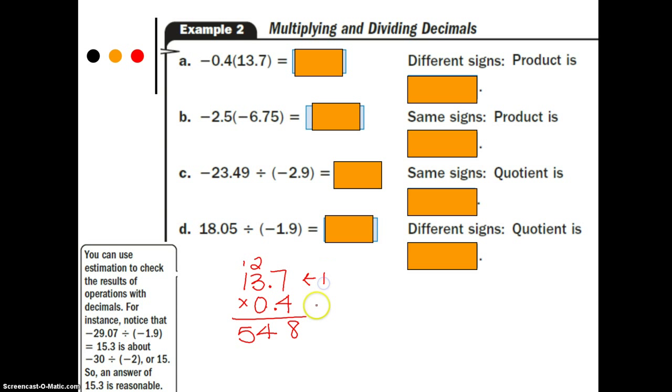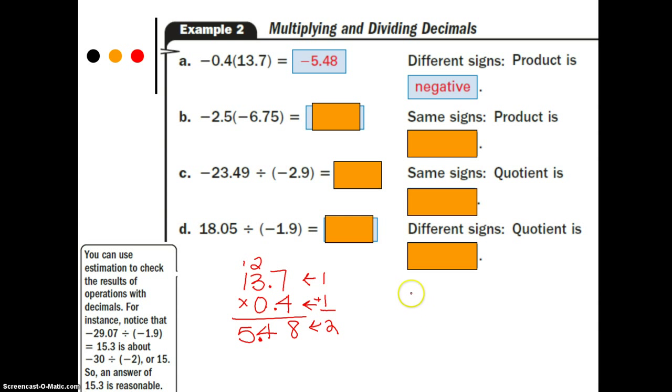There is 1 decimal place here, 1 decimal place here. So when I add up the decimal places, my answer, or my product, should move 1, 2 decimal places. Now, different sign or the same sign? Because they're different, the product is going to be negative 5 48/100.